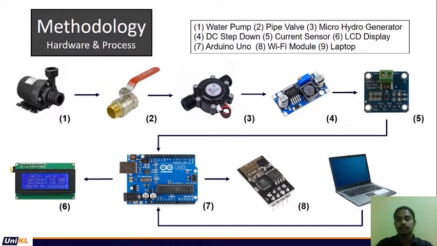For the DC step down, we want to regulate the voltage from 12 volt to 5 volt because the current sensor only receives 5 volt. The current sensor senses the current, and then here is the Arduino Uno, and we display the current produced on the LCD. This one is the Wi-Fi module. We want to send the data that we collect, which is the current produced, to the ThingSpeak website. We use a laptop to compile and upload the program to the Arduino Uno.